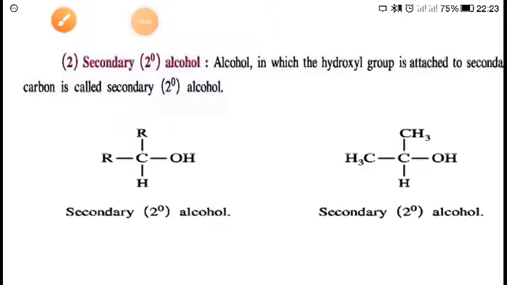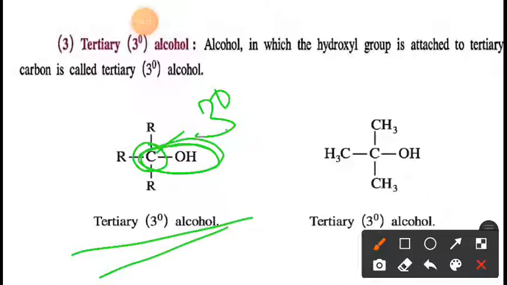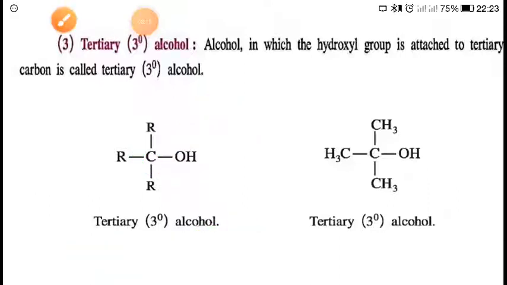Okay, now next is tertiary alcohol. So when we talk about the tertiary alcohol, you see this carbon is what, this is 3 degree carbon, right? So since from this 3 degree carbon this OH is attached, it is called what, tertiary alcohol. Okay, so I hope you have understood about 1 degree, 2 degree and 3 degree carbon atom.